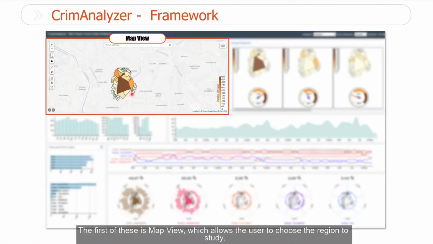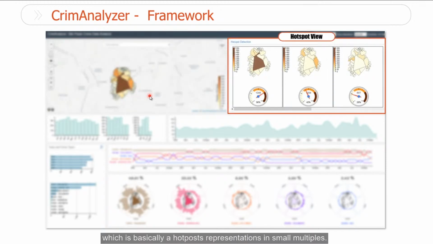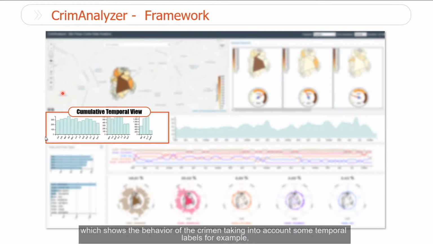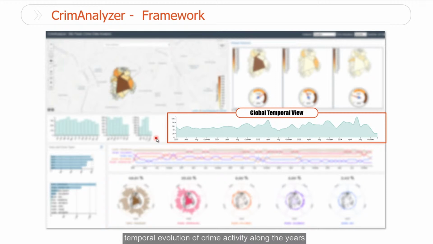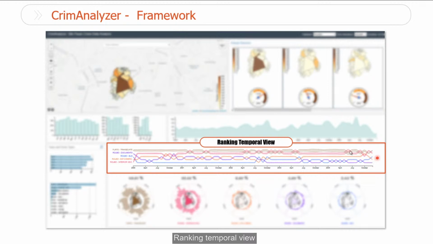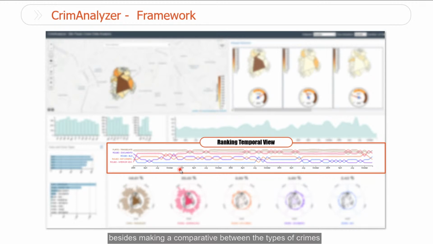The first of these is Map View, which allows the user to choose the region to study, and within that region, there are census blocks or sites. The second is Hotspot View, which is basically hotspot representations in small multiples. Cumulative Temporal View shows the behavior of the crimes taking into account some temporal labels, for example, how is the behavior of crime in the month, days of the week, and period of the day. Global Temporal View shows the temporal evolution of crime activity along the years. Filter Widget is a menu to filter the crime types and the years of study. Ranking Temporal View basically shows the evolution of the types of crimes over the years, besides making a comparison between the types of crimes.